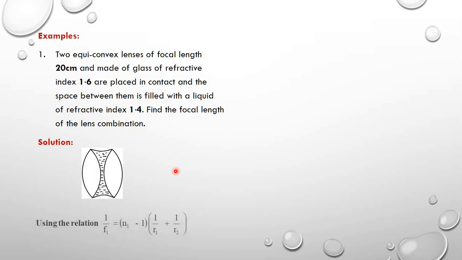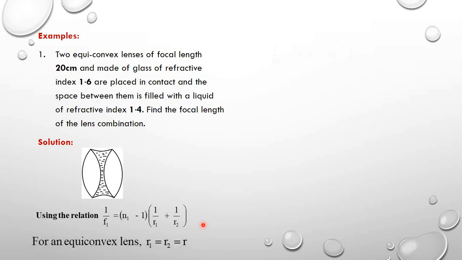So using the formula, 1 over F1 is equal to (N1 minus 1) into brackets 1 over R1 plus 1 over R2. So we need the R, that's the radius of curvature, or the radii of curvature for the two surfaces. But this R1 is equal to R2 because it is equiconvex. So R1 is equal to R2, which we shall call R. So when we substitute, we shall get our R as 24 centimeters.